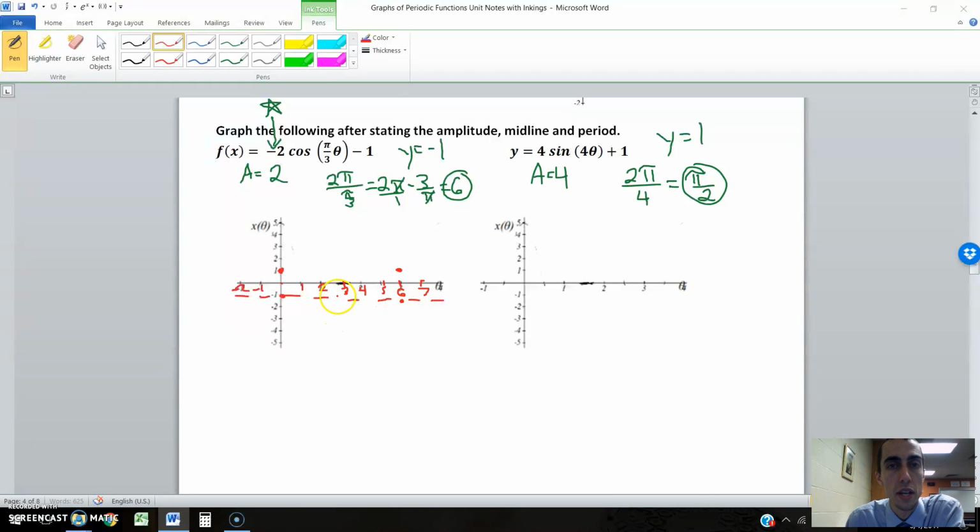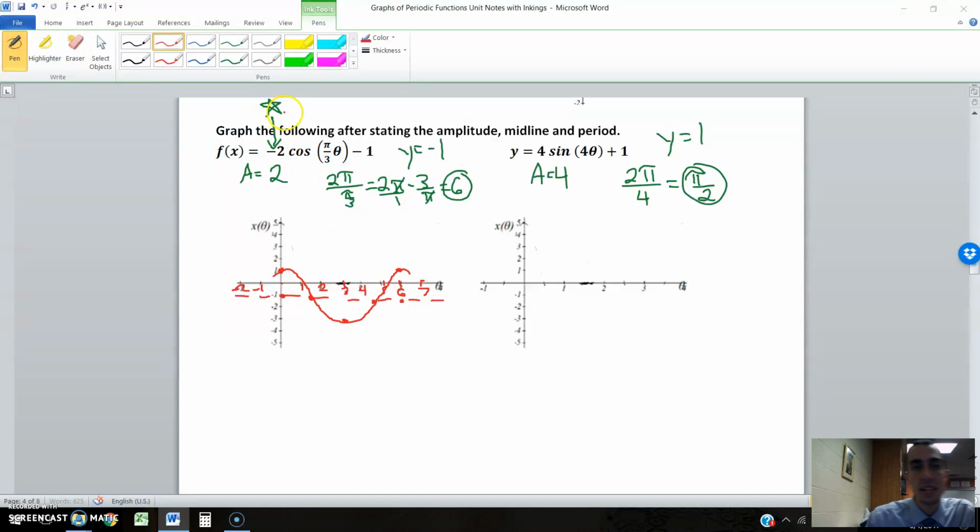Now remember that a cosine graph hits its lowest point halfway through the period. So halfway through at 3, it's going to hit its low point 2 units below the midline. Halfway in between the high point and the low point for a cosine graph, it's going to hit the midline. Same thing over here. It's going to go something like this. Nice smooth curve.